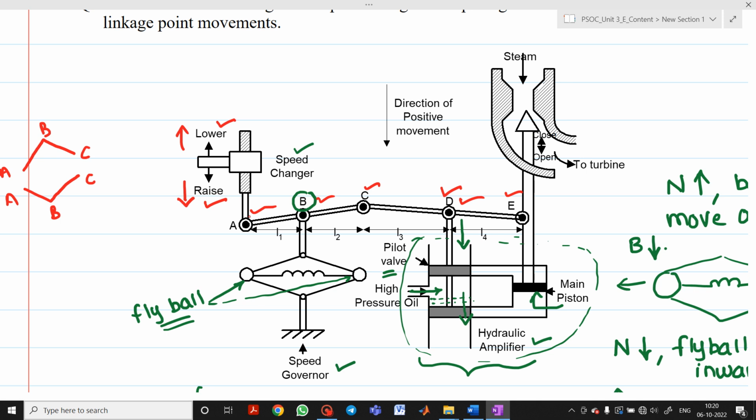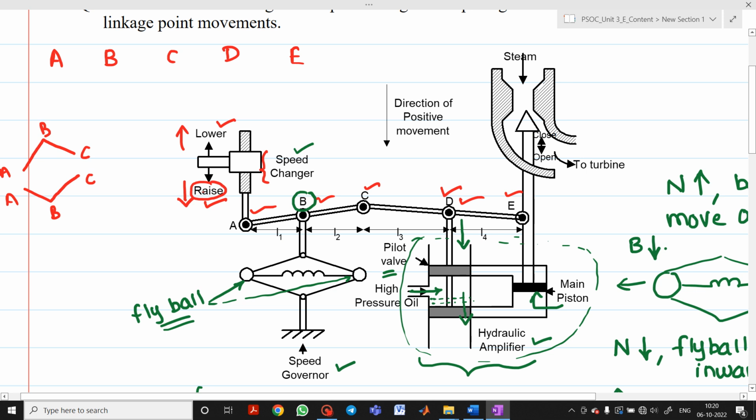So let me write a few important points on how we can remember the movement of the linkage mechanism. I will write it here: A, second one is B, third one is C, then D and E. Now let's say the speed is more. So what will be the position of the speed changer? Now, more means what?